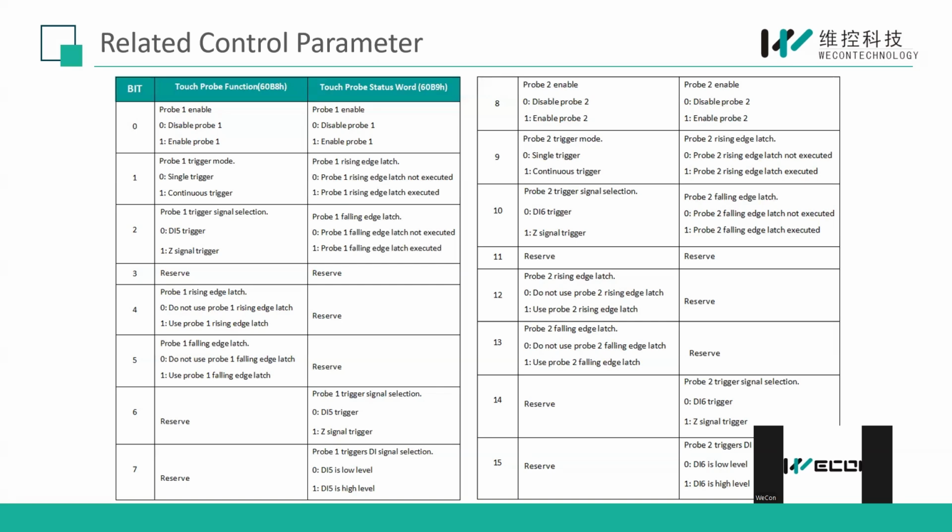Bit 2, sorry, bit 2 is used to set the trigger signal. We have two selection. 0 means DI5. It means we need to connect iMark to DI5. And you can also set it as 1. 1 means Z signal. Z signal means we don't need to wire in CN2 terminal. The position will be updated according to the motor Z signal. And the bit 4 and bit 5 is used to enable the rising edge and falling edge.